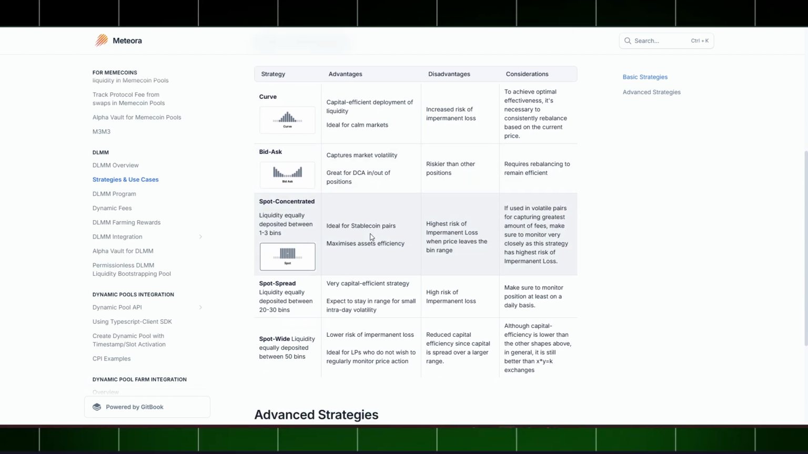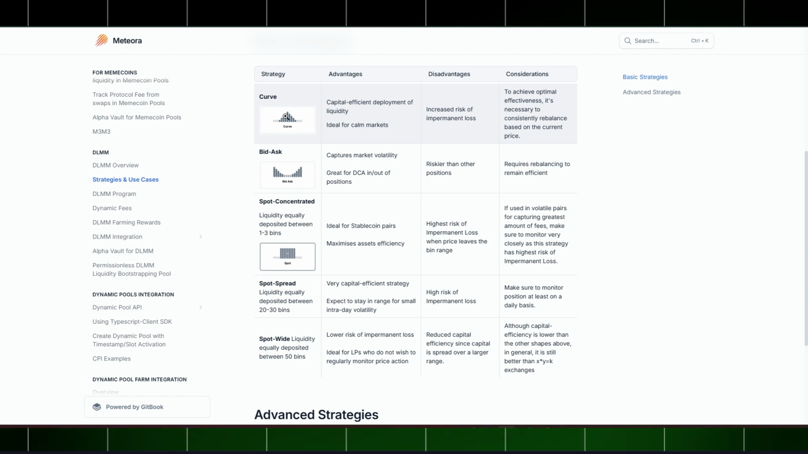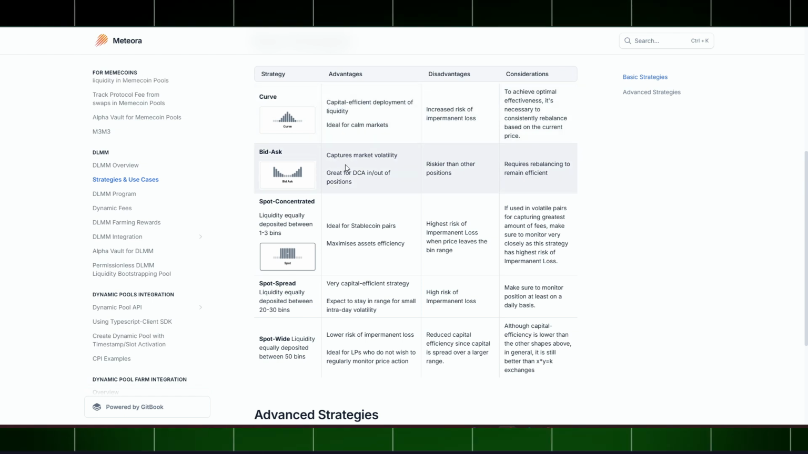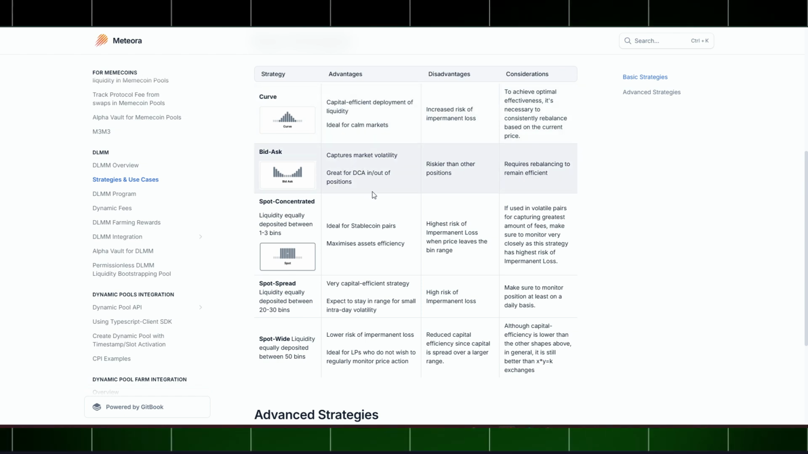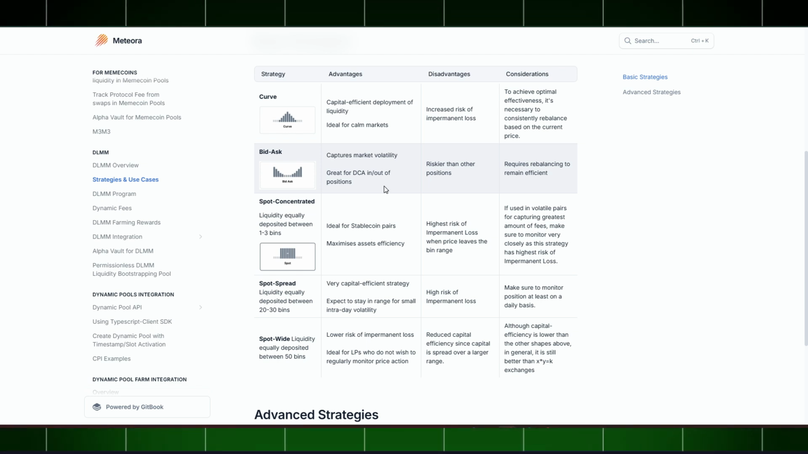Curve is the concentrated approach, ideal for stablecoins or pairs with relatively stable prices. It maximizes capital efficiency by focusing liquidity in the middle of the price range. And Bid-Ask is an inverse curve with liquidity concentrated at the edges of the range. It's designed to capture volatility, and you can use it for DCA strategies.